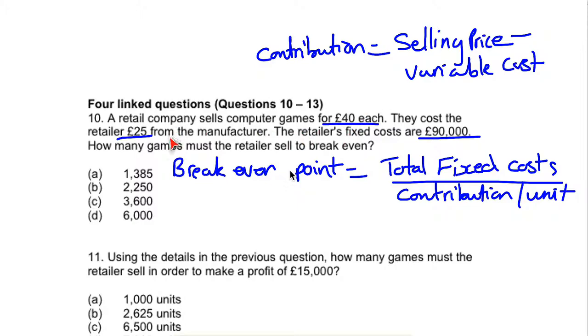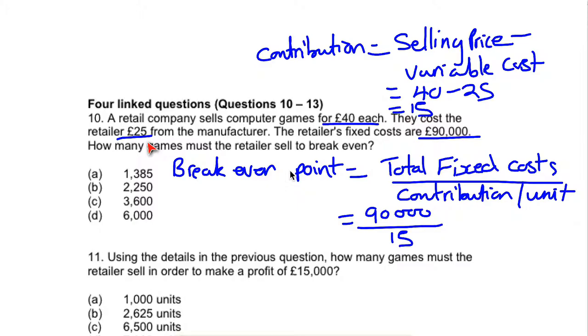My variable cost in this case is £25. So that means my contribution is equal to 40 minus 25, which is equal to 15. Our fixed cost is given as 90,000, so our answer will be 90,000 divided by 15. If we put this in our calculator, where is my calculator? Right, it's here. 90,000 divided by 15, we end up with 6,000 units. That's our break-even point. So that's the answer here.